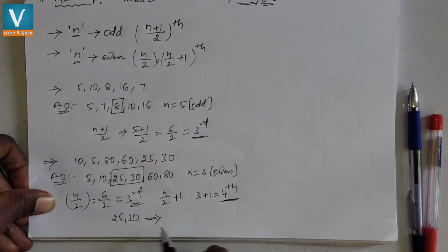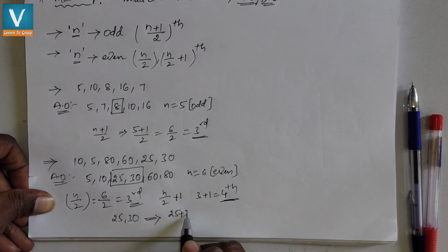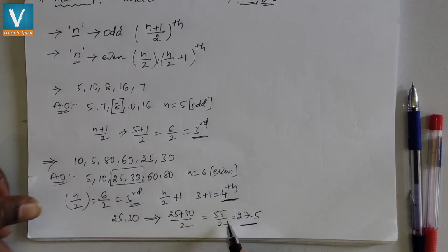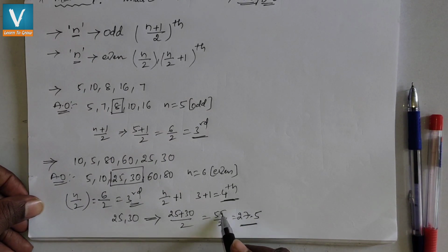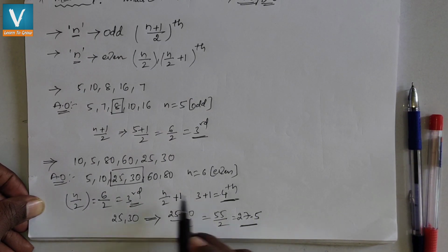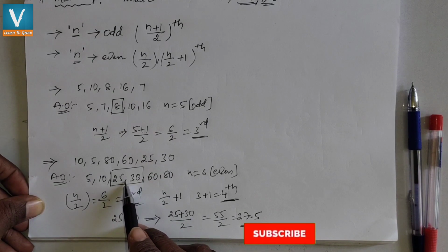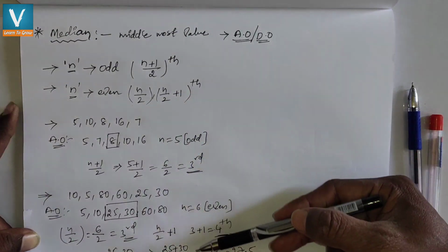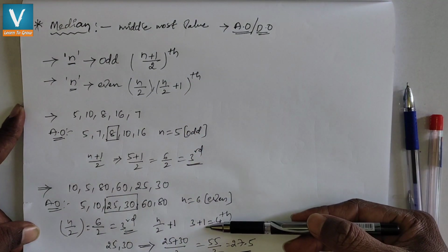But when you get an even number, you have to find the average, that is a plus b by 2. So 25 plus 30 by 2, that is 55 by 2. 2 27s are 54, remainder 1, so 10 divided by 2 gives 5, so it is 27.5. So 55 by 2 is 27.5. Therefore the median of the data is 27.5. This is for ungrouped data.